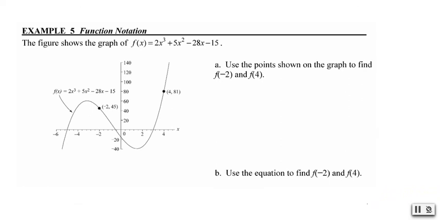Here we're given a graph and also given the equation for that graph. And we're going to use the points that are shown there to find f of negative 2 and f of 4. And then we're also going to use the equation to evaluate. So f of negative 2, we write that down. And some people, when you're first using functions, like to write this out as a ghost function where you just put parentheses everywhere there is an x. So we're writing something out like this.